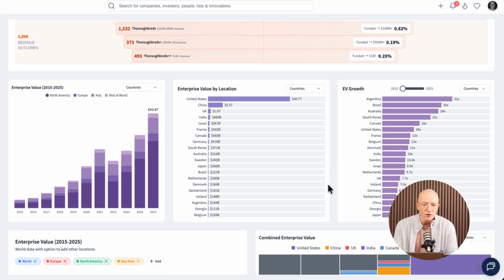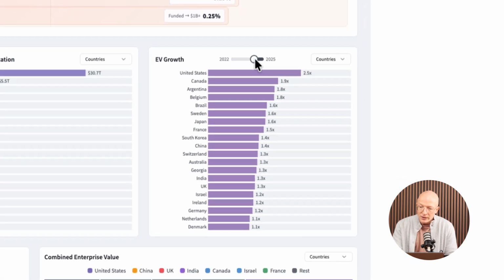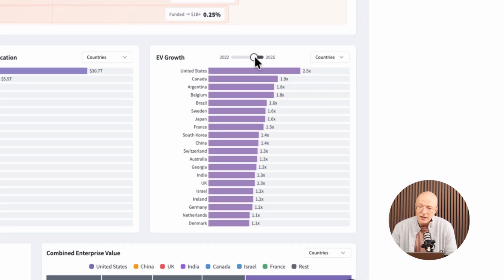Then below the funnel, you can see the big outcomes, so the value creation. Where is the most value created? Where is the most growth? So enterprise value growth. Here, for example, Argentina and Brazil are in the lead when you count from 2015, but you can also change the time frame and you see different countries emerging. I think it's really interesting that the US is actually leading when you count since the latest market correction in 2022, because most of the world is still recovering from that correction, whereas the US is far ahead of where it was a few years ago.